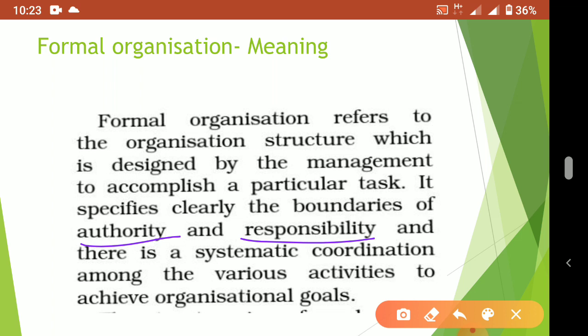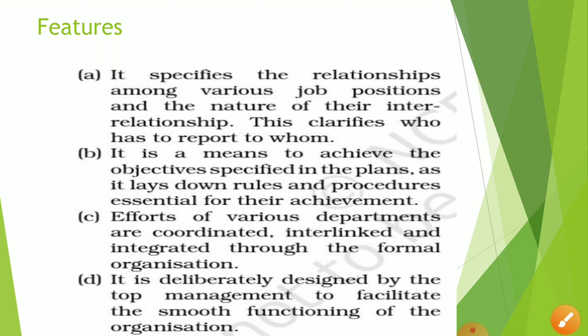Understood, no? So what do you mean by formal organization? Formal organization is designed by the management to accomplish a particular task or to accomplish a particular objective. And in formal organization you can see authority responsibility relationship, clear cut boundaries will be there, systematic coordination you can see there. Okay, so all these things we are doing for a particular purpose, clear objective will be there, to achieve that objective only we are making this organization. Okay, so formal organization structure we can create in a functional structure way or in divisional structure way. Okay, now we will discuss the features of this formal organization.